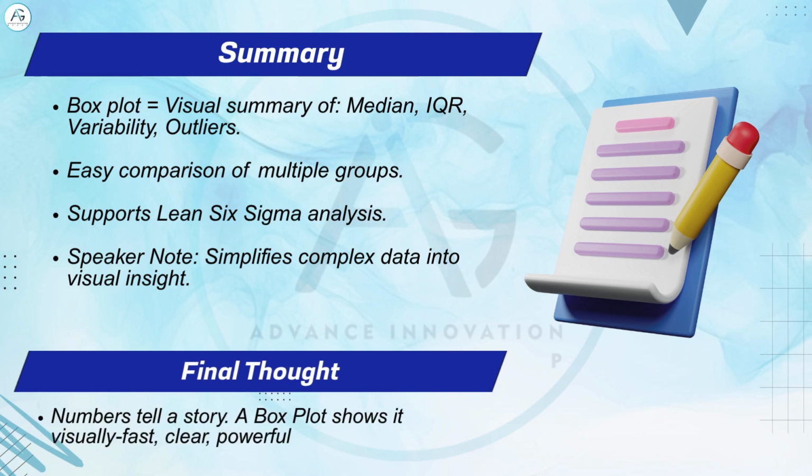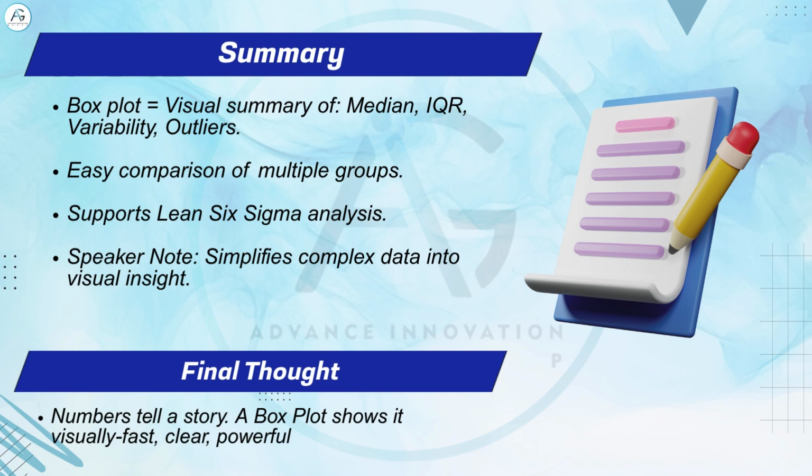Summary. To wrap up, let's review the key takeaways about box plots. A box plot is a visual summary that shows important aspects of a dataset, including the median, interquartile range, IQR, variability, and outliers. One of its strengths is how easily it allows us to compare multiple groups side by side, making it perfect for analyzing differences across teams, processes, or time periods.